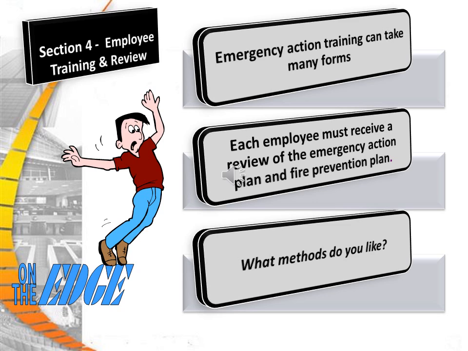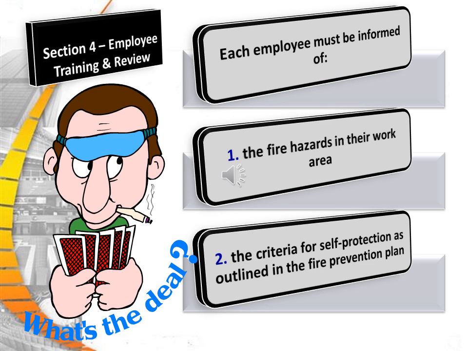Emergency action training can take many forms. Each employee must receive a review of an emergency action plan and fire prevention plan. What methods do you like for your business? Each employee must be informed of the fire hazards of their work area and the criteria for self-protection as outlined in the fire prevention plan.